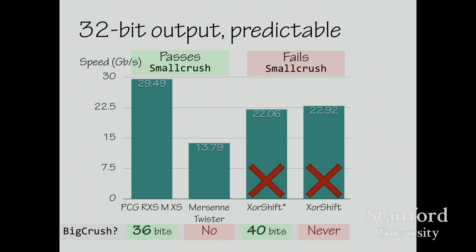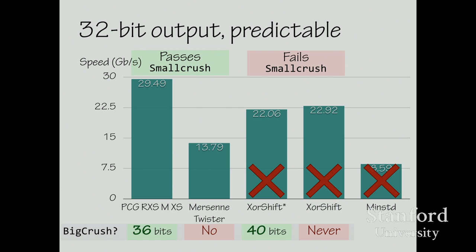Unfortunately, though, this one, because it returns all of its state, is, well, the 32-bit one, not the 36-bit one, is returning all of its state. That's predictable. I should also show you how Minstd does, because it's kind of fascinating.